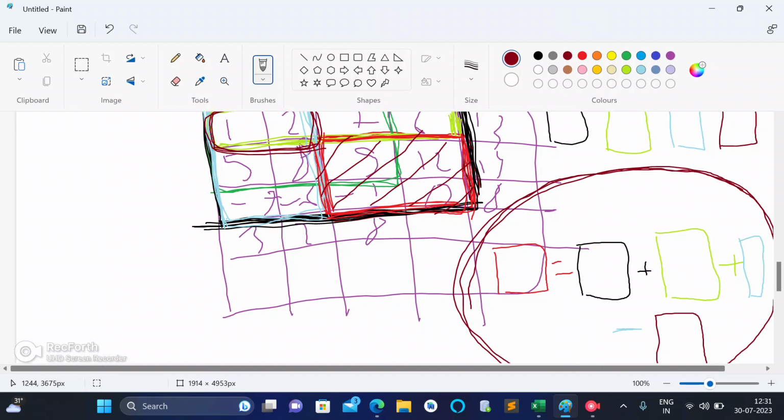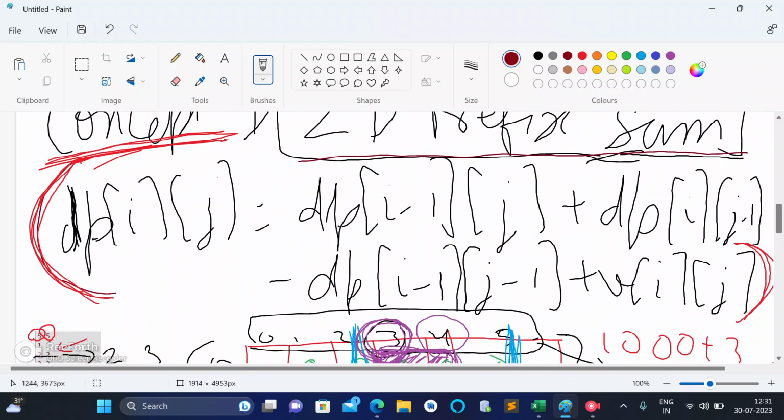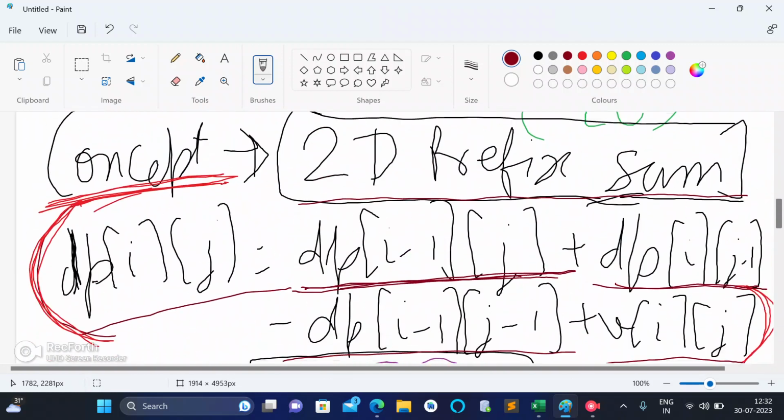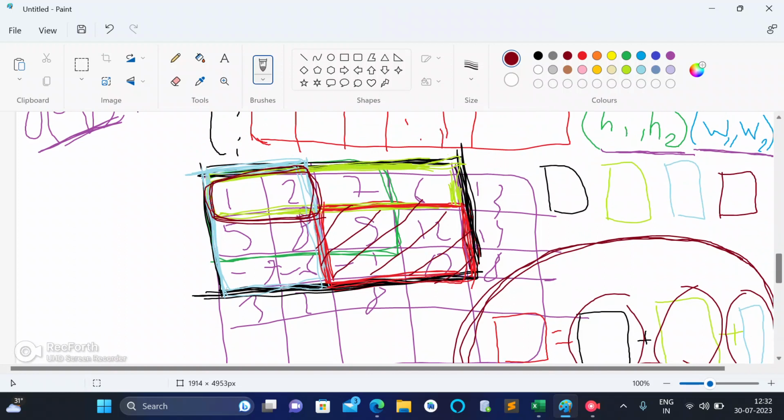If you are able to figure out that red is equal to black plus green plus blue minus dark red, then you will easily be able to come up with the DP section. What I have written above is that DP of ij is DP of ij, see here, plus this plus this, we have subtracted this and we have added this. So there are 3 additions and 1 subtraction.